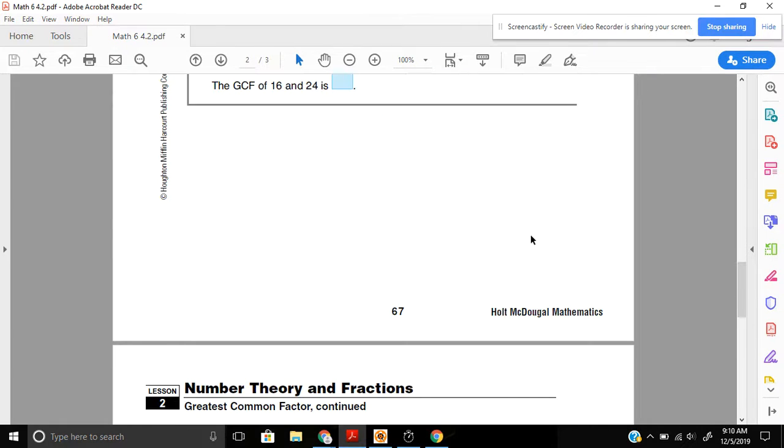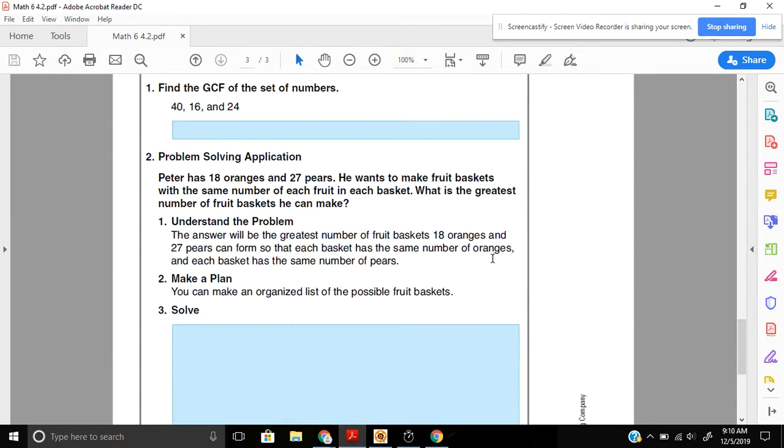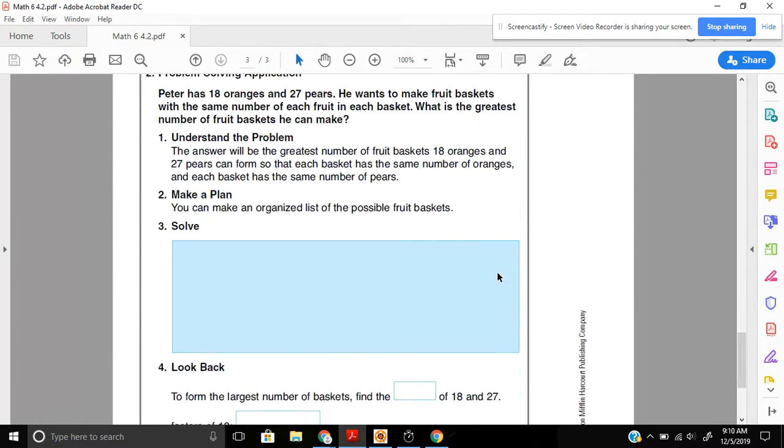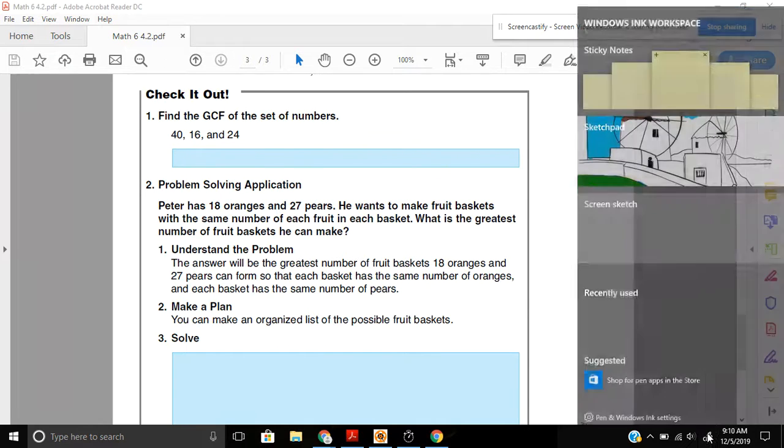Moving on then to the last page, the check it out section. Why don't you go ahead and pause the video now and try 1, 2, 3, and 4 on your own and see what you come up with. Let me know if you have any questions.